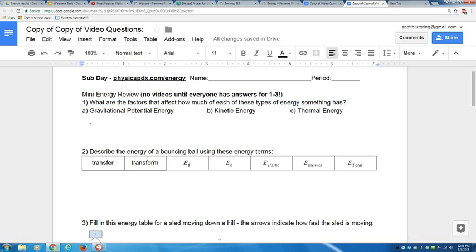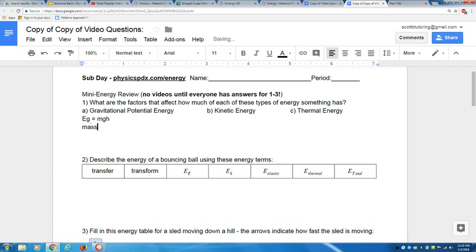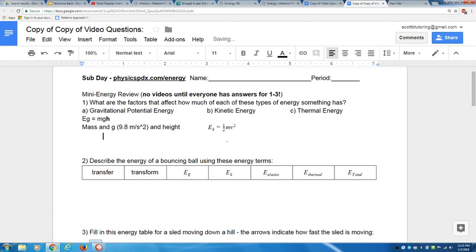So gravitational energy, our equation is Eg equals mgh. So the factors that affect it are mass and g, which is 9.8 meters per second squared. That's just the units. G is the acceleration due to gravity. So things accelerate at 9.8 here on Earth. It'll always be 9.8 on Earth unless I ask you to do a problem about the moon or some other planet. And the last one, the most important one in some ways, is the h, the height, is the other factor.